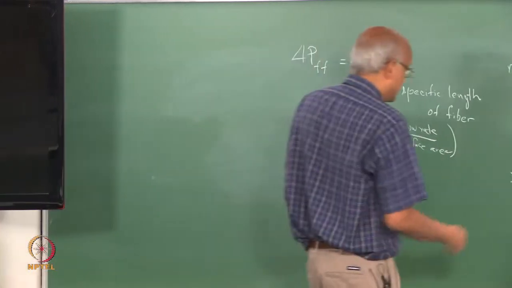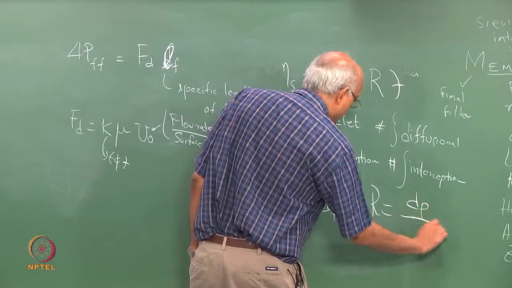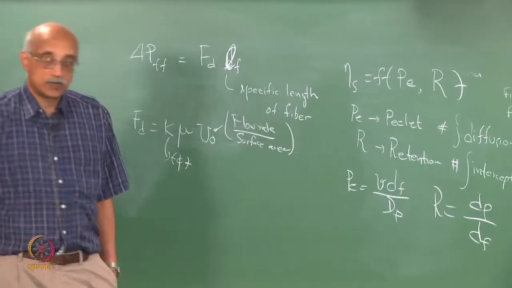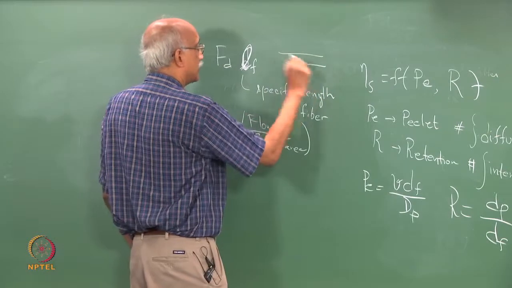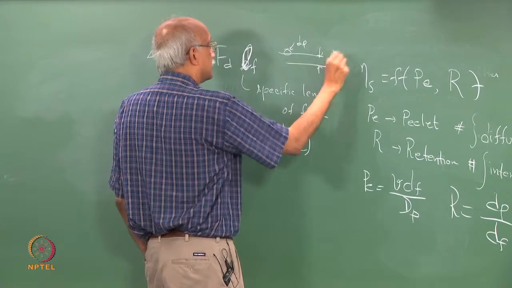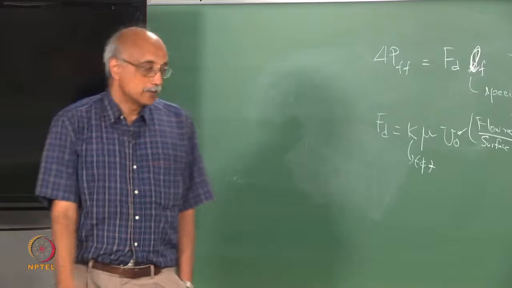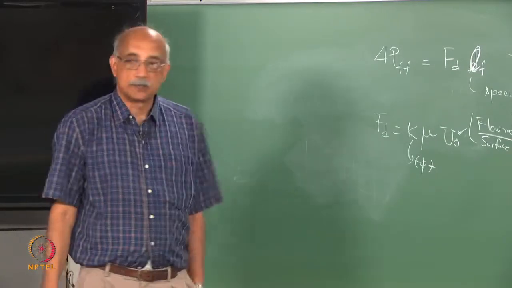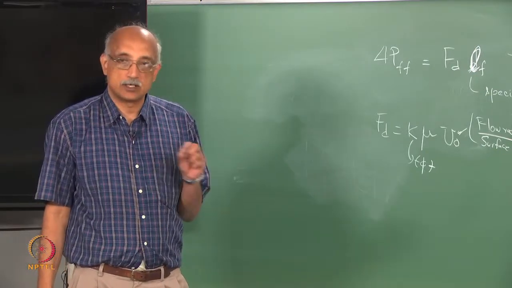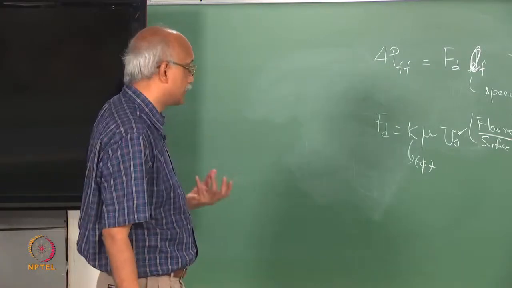The retention number is the ratio of dP over dF. So, if you have a particle that is approaching a fiber, the diameter of the particle is dP, the diameter of the fiber is dF. The ratio of dP to dF is called the retention number. So, these are the two important dimensionless numbers that dictate the collection efficiency or filtration efficiency of a single fiber.